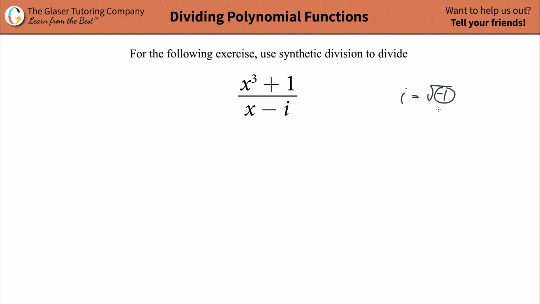Remember, when you take the square root of something, you're asking yourself, what number multiplied by itself will give me the value inside of the square root, meaning -1? Well, no number will, because any number multiplied by itself will always give you something positive, not something negative. So how do we now do synthetic division involving this imaginary made-up stuff?